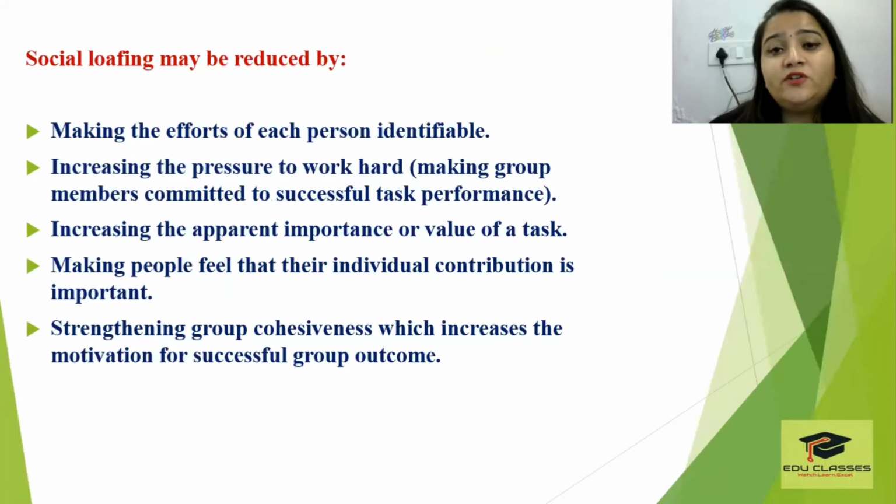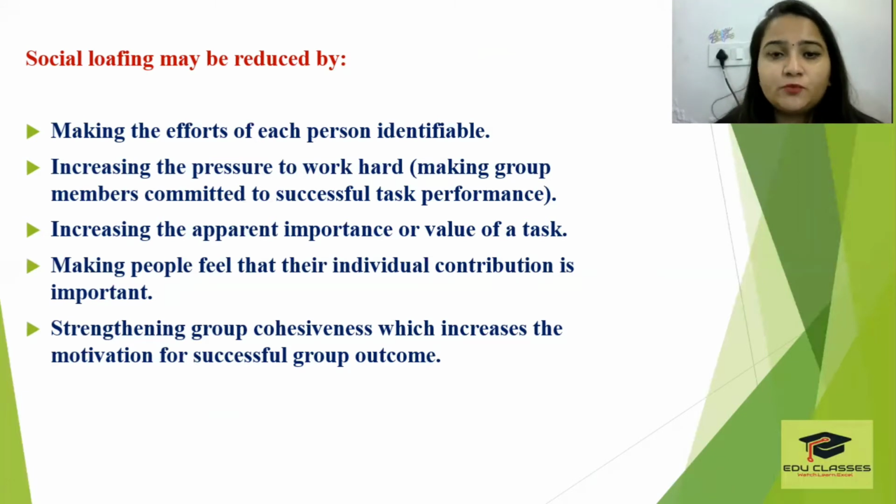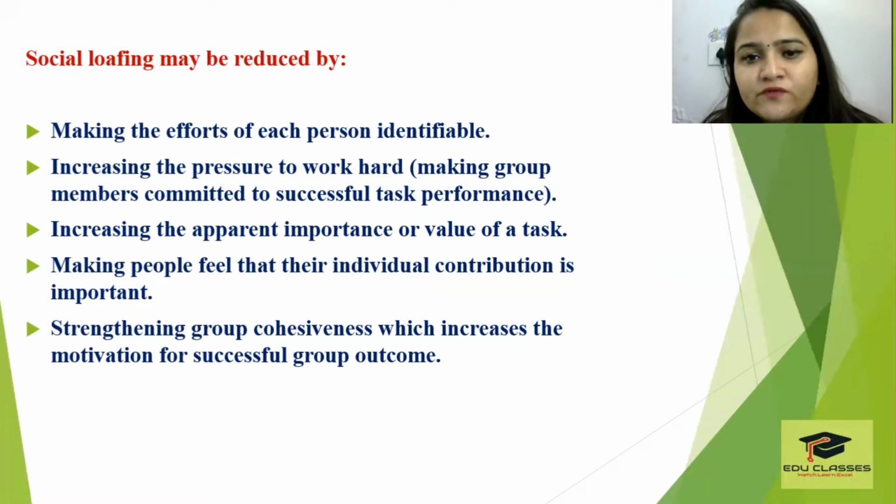Now, what can we do to reduce this, right? So social loafing may be reduced by making the efforts of each person identifiable. You have to find a way to evaluate people so that उन हर इंसान का जो effort है वो आप अकेले identify कर पाओ. Increasing the pressure to work hard. You have to motivate people or you have to put the task in a manner which increases the pressure to work hard.